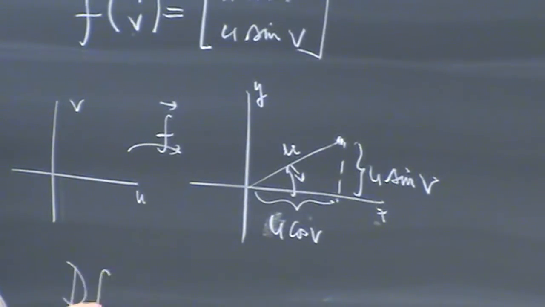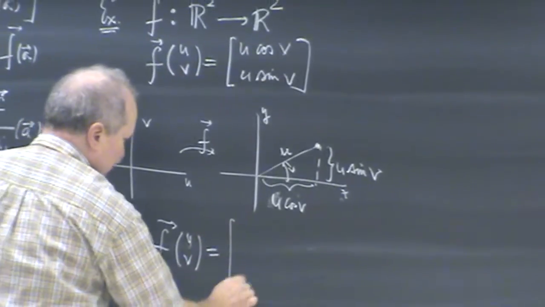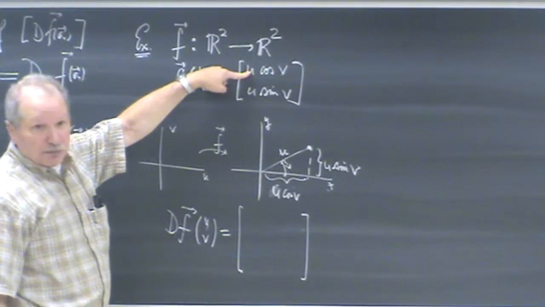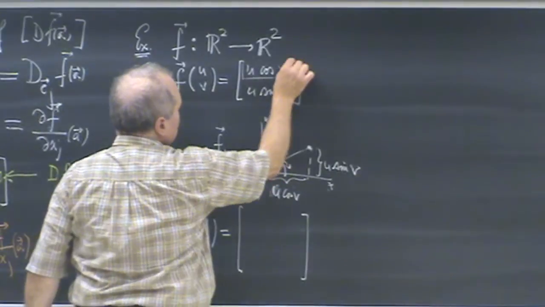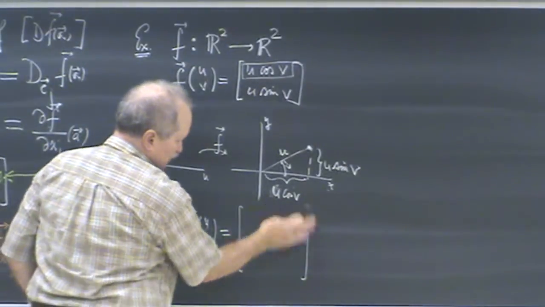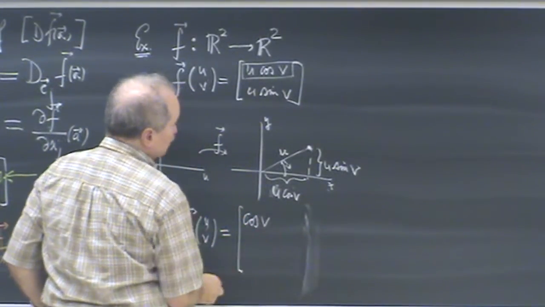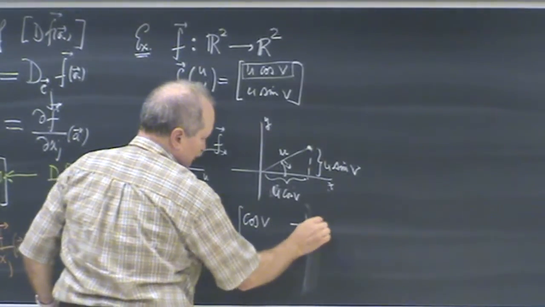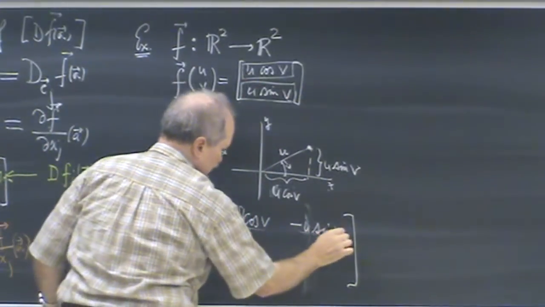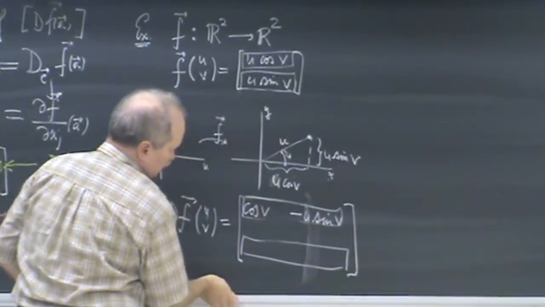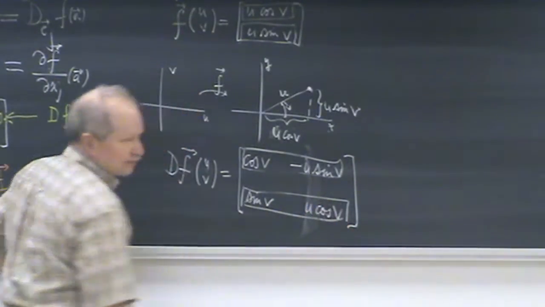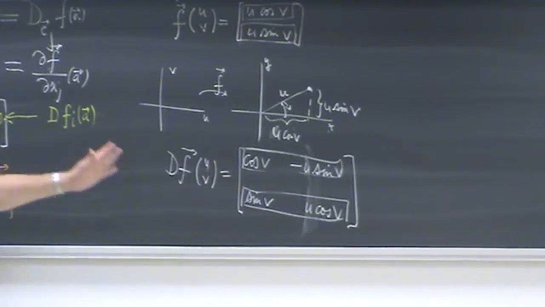So what's df here at a point uv? It's a 2x2 matrix, and you can think about it by taking component by component. So you can take the first component and differentiate it with respect to u and v. So what's the derivative with respect to u? Cosine v. What's the derivative with respect to v? Negative u sine v. Okay. Second component. Sine v. What's the derivative with respect to u? Sine v. What's the derivative with respect to v? U cosine v. Okay, so you can just compute the derivative matrix that way.